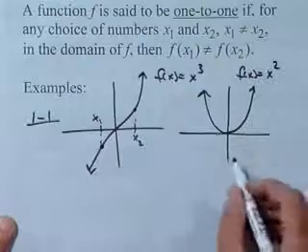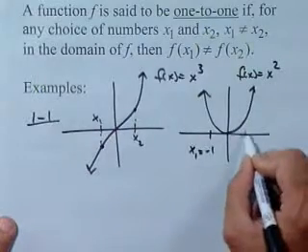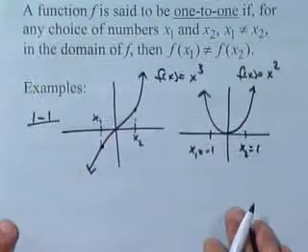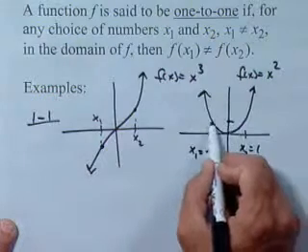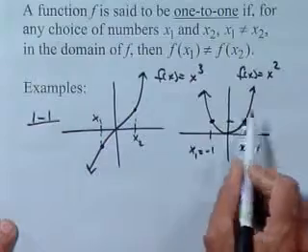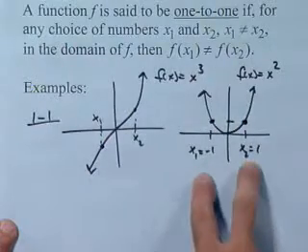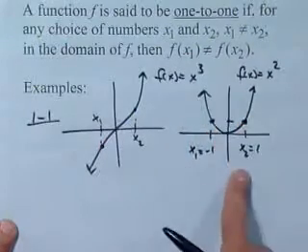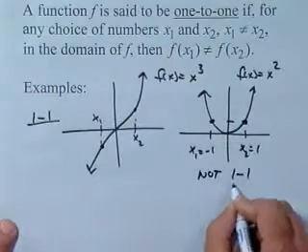Well, notice I can choose an x value here, maybe x1 equals -1. There are two x values that are different, but notice f of -1, that's 1. F of 1 is 1 also, and notice these have the exact same y values. So I chose two different x values, but the y values were the same. So this would not be one-to-one.